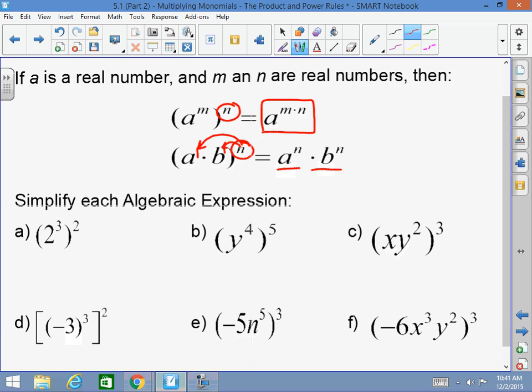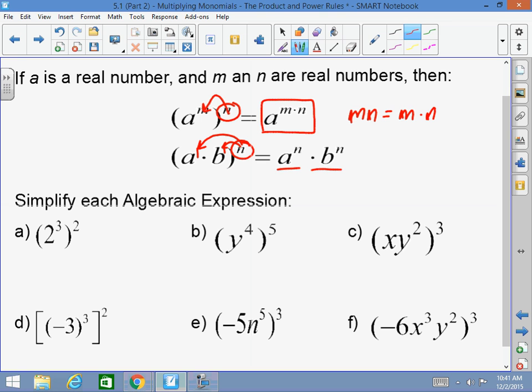You're multiplying, you're distributing. You're taking this outside variable and exponent, and you're multiplying it to all the exponents inside. So why don't you have just a m n? Why is it a m times n? Mn and m times n are the same thing. Mn is the same thing as m times n.